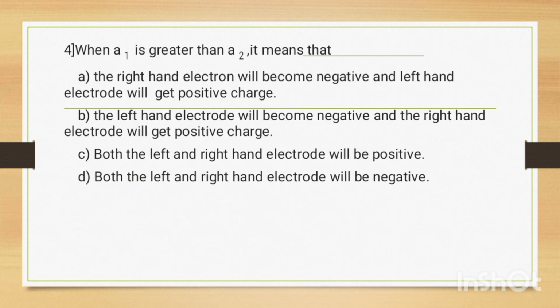When a1 is greater than a2, it means that, first option, the right hand electrode will become negative and the left hand electrode will get positive charge. The second one, the left hand electrode will become negative and the right hand electrode will get positive charge. Or the third one, both the left and right hand electrode will be positive. D, both the left and right hand electrode will be negative. As we know, a1 is greater than a2, so it is going to be option B. The left hand electrode will become negative and the right hand electrode will be positive.